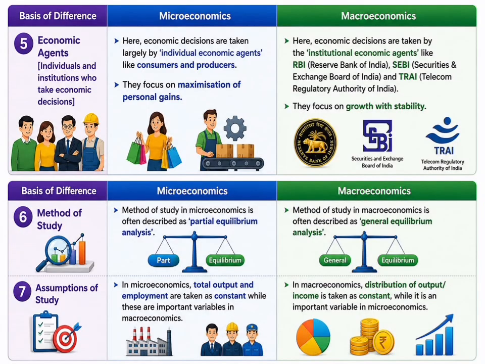In macroeconomics, decisions are taken by institutions instead of individuals. Some examples are RBI. RBI controls money supply and interest rate. SEBI. It regulates the stock market. So these institutions make decisions for the benefit of the entire economy, not for one person. Their aim is economic growth with stability.